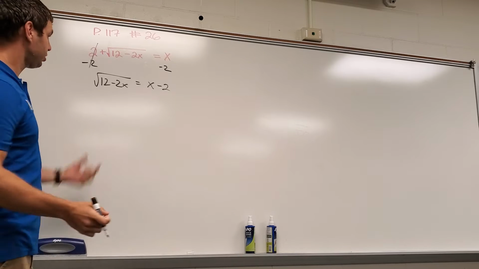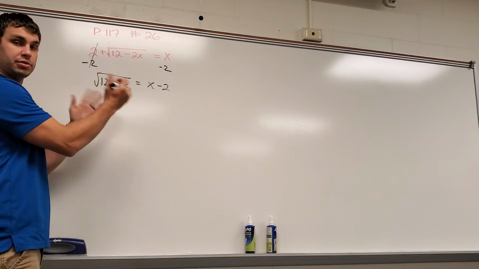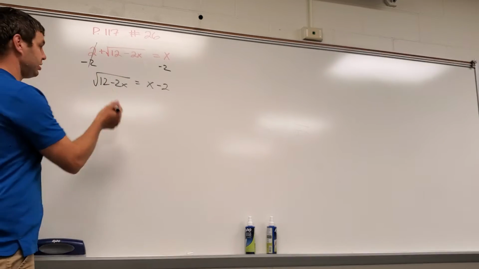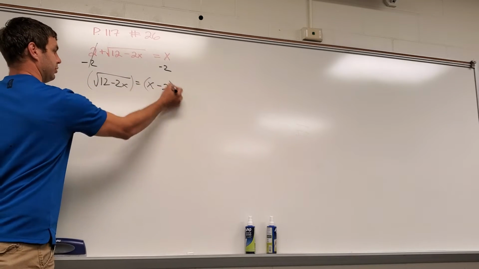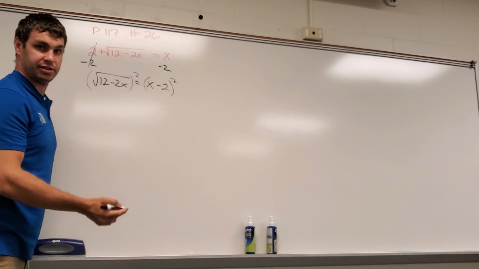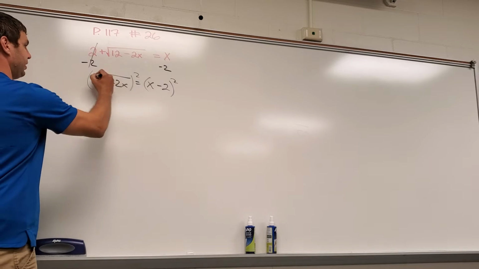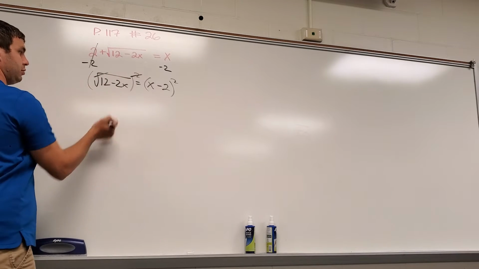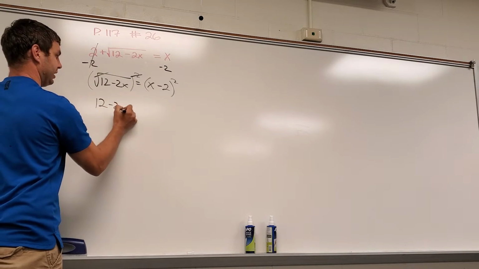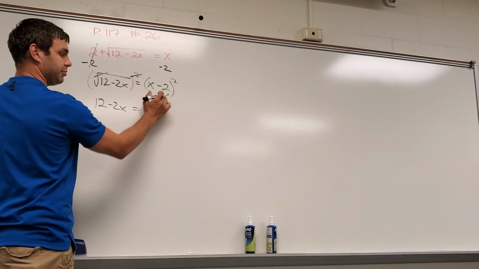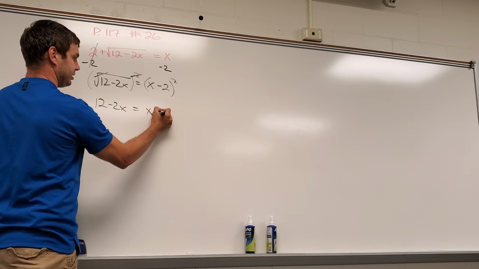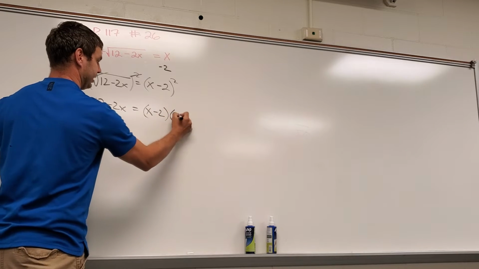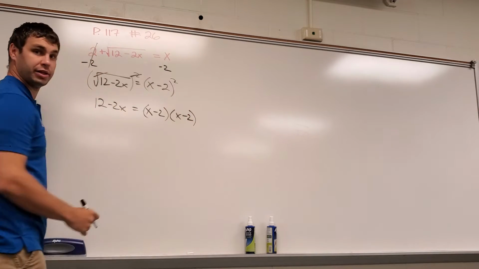Okay, to undo the square root, we're going to square both sides, because the square and square root undo each other, like plus and minus undo each other. Okay, so those cancel, and we're left with just 12 minus 2x on this side. x minus 2 squared, we can write out twice: x minus 2 times the quantity x minus 2 again. That's what squared means.